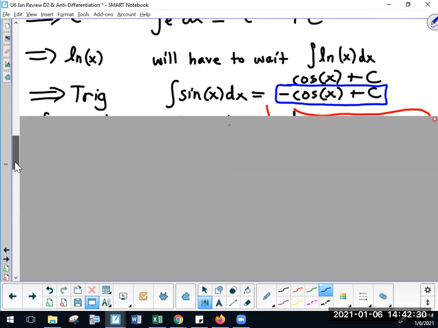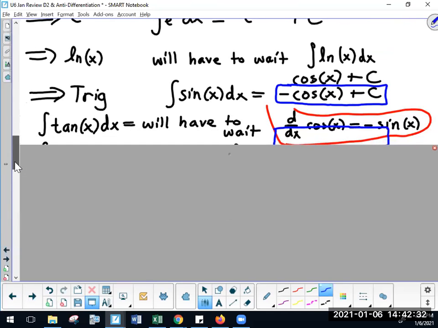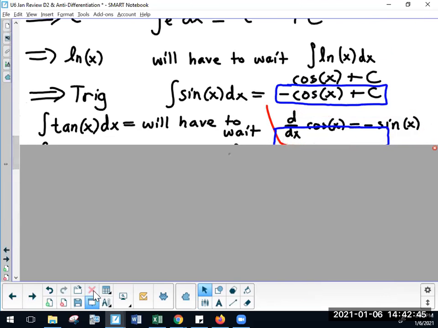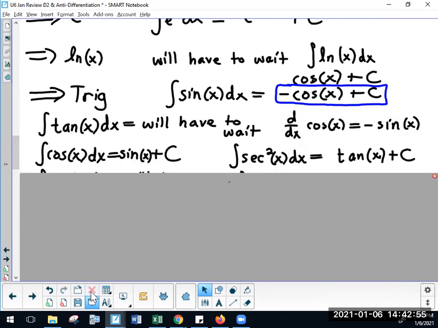Let's look at a few more. You might be thinking to yourself, tangent of x. That would be a good one to do after talking about sine of x, right? Tangent of x, we are going to have to wait. Sorry, we're not going to have that one for a little while. We'll have that one next week, but not yet. So what else are you thinking about? You may be thinking about cosine. We can do cosine. Cosine of x is sine of x plus c.